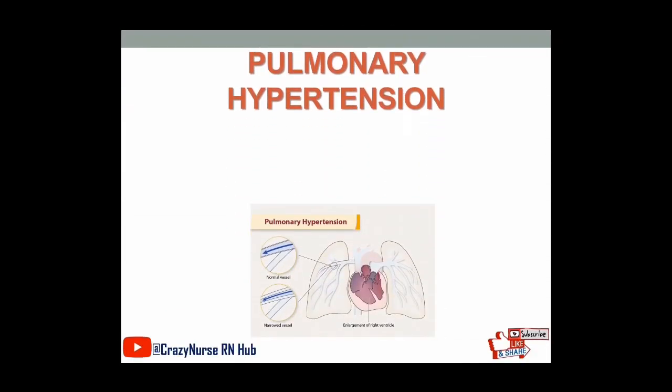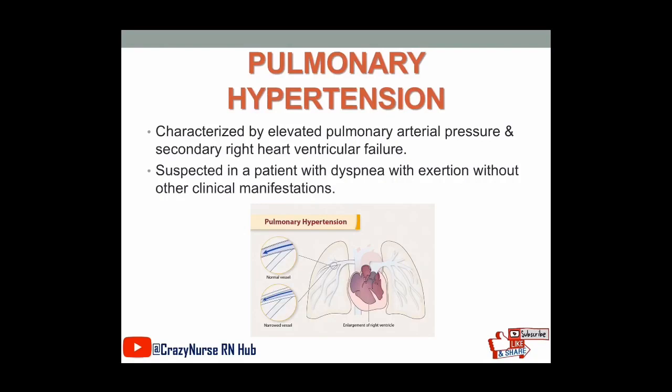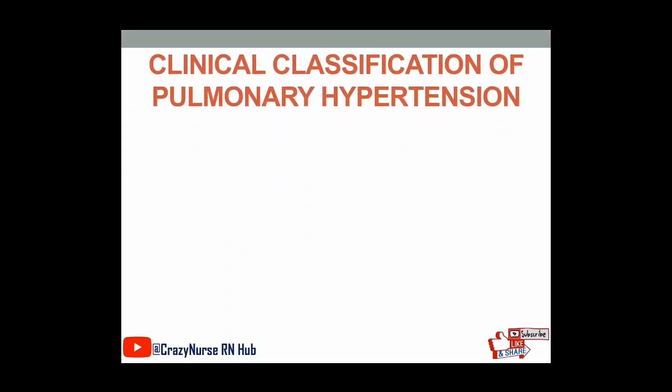Now let's proceed to pulmonary hypertension. It is characterized by elevated pulmonary arterial pressure and secondary right ventricular heart failure. It is suspected in a patient with dyspnea with exertion without other clinical manifestation. We have here the clinical classifications of pulmonary hypertension. First, we have Group 1, the pulmonary arterial hypertension.